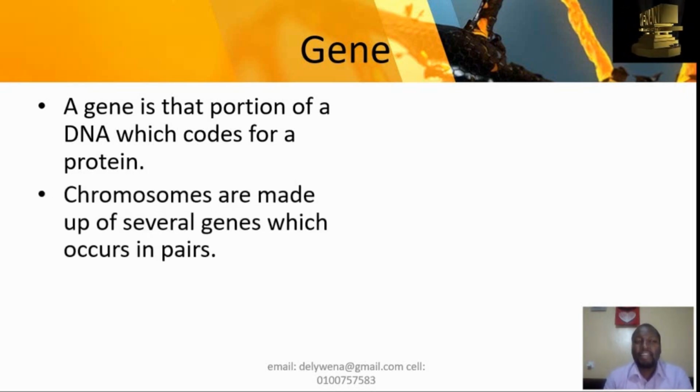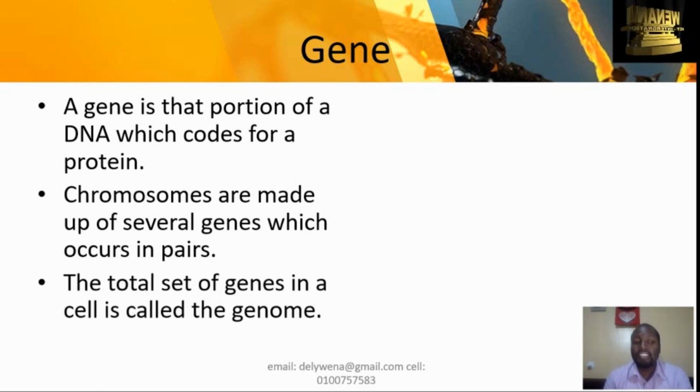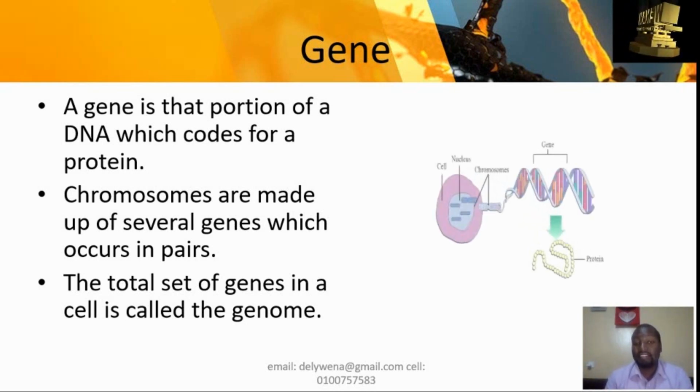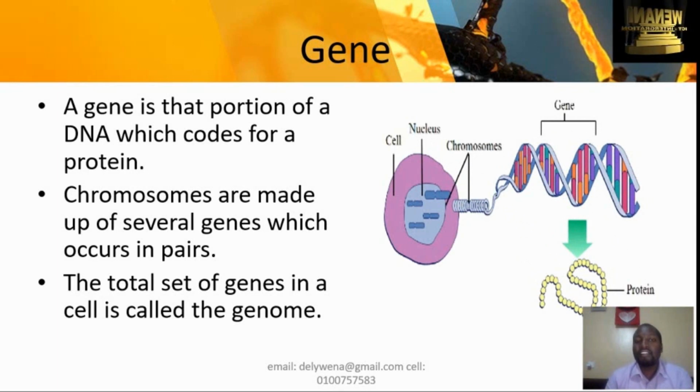Now, chromosomes are made up of several genes which occur in pairs. The total set of genes in a cell is called the genome. So we'll be hearing about the genome. That is the total set of genes in a cell. And that is typically how a gene looks like. It has been expanded from the nucleus. So you can see the cell, then from the nucleus we have the chromosome, from the chromosome we have now the genes, and the gene carries the instruction, together with the chromosome, to form a respective protein.